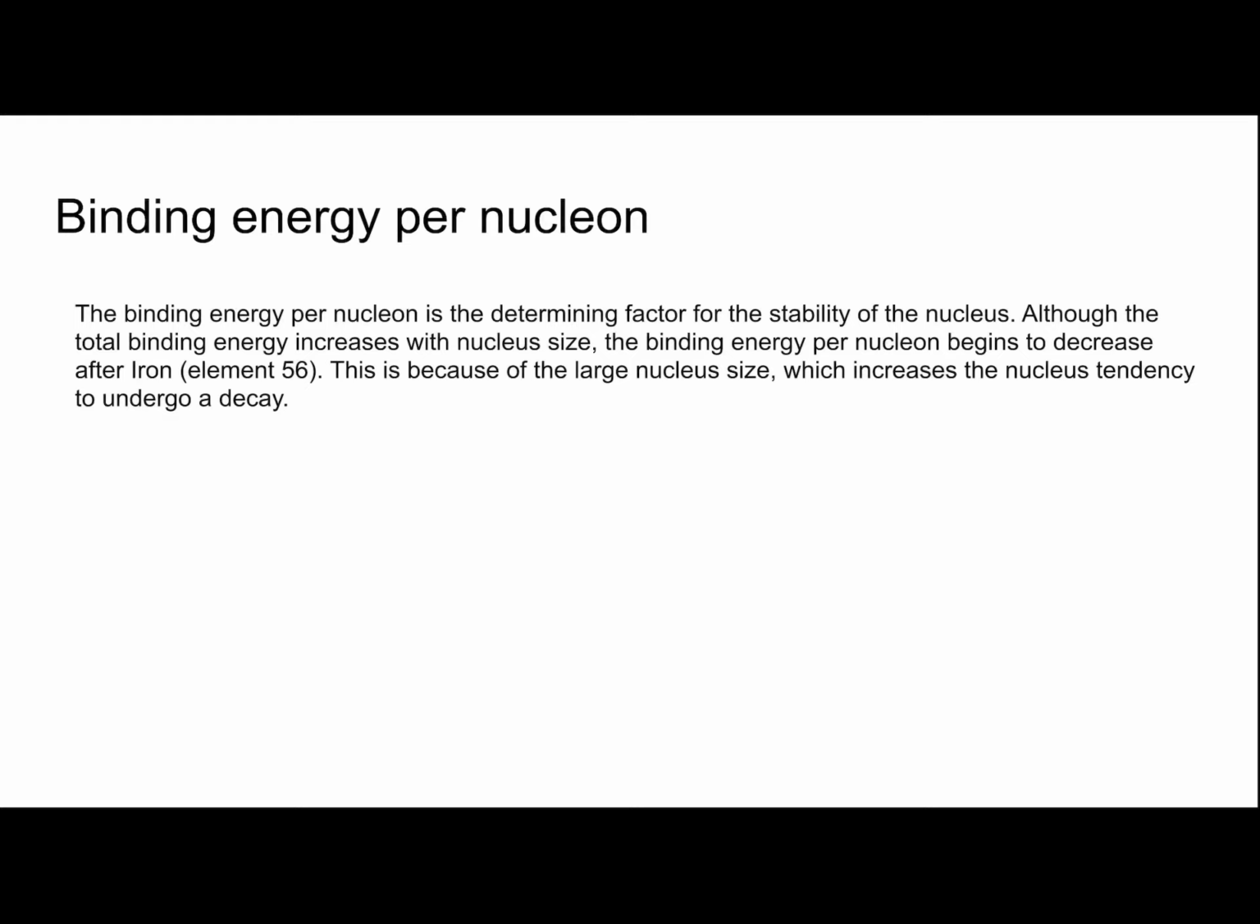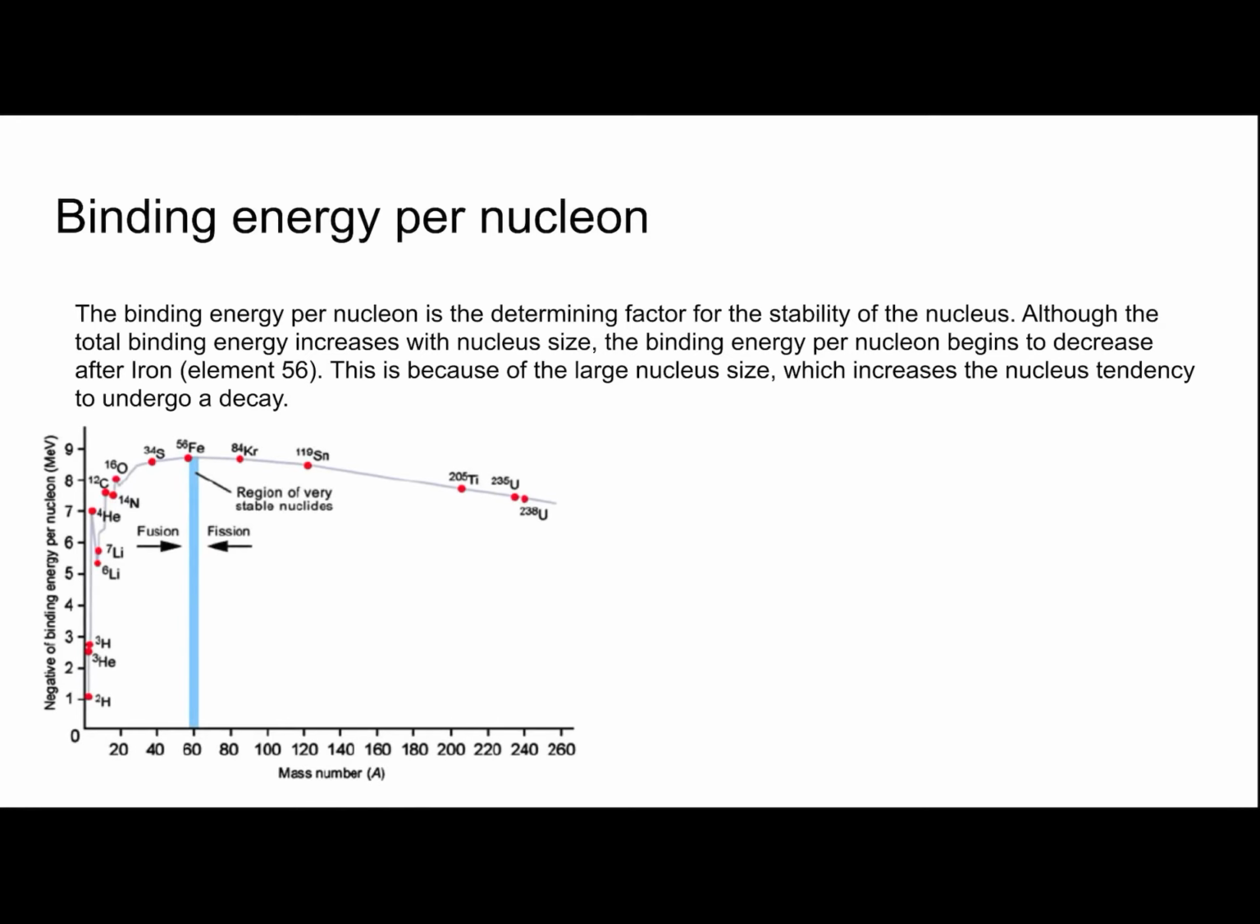So after iron, as the nucleus gets bigger, the binding energy actually increases because there's more nucleons. However, the binding energy per nucleon begins to decrease. So therefore, the stability actually begins to trend downwards. When there's a large nuclear size, this increases the tendency of the nucleus to undergo a decay. So that could be a beta decay, alpha decay, or gamma radiation. We'll talk about that in part 2.